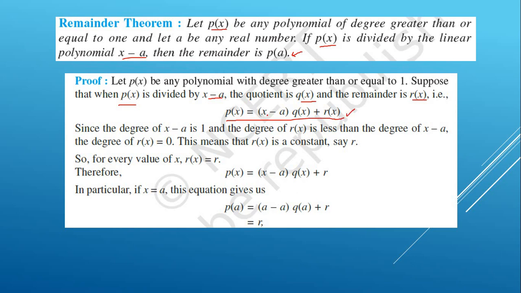Since the degree of x minus a is 1, and the degree of r(x) is less than the degree of x minus a, only then do you stop the division, right? So what you can say is the degree of r(x) is 0, or we can say this is a constant. So let's take r(x) as r, which is a constant. So I can write p(x) is equal to x minus a into q(x) plus r.